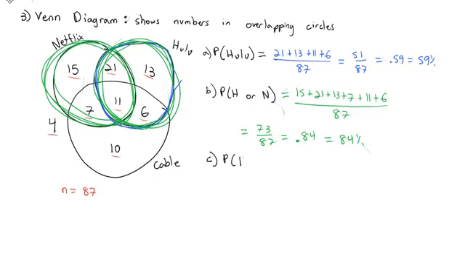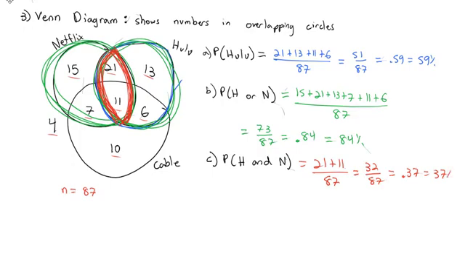What happens if we change it, though, to an and? Hulu and Netflix. The and means we want both of them to occur. We're looking for where they overlap. And you see the Hulu circle and the Netflix circle are overlapping in the center area, where the only numbers there are the 21 and the 11 that fall in both circles out of 87. Or 32 out of 87, which is approximately 0.37 or 37%.